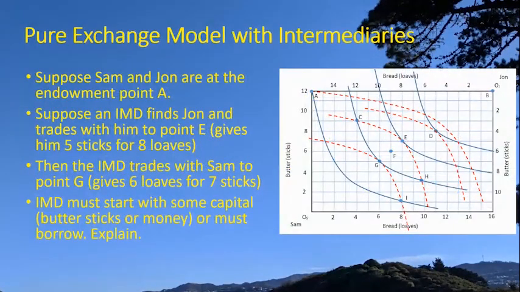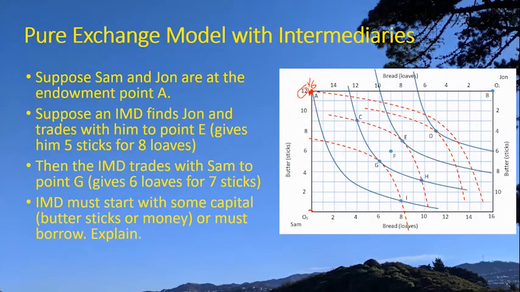Okay, so suppose Sam and John are at an endowment point A. This is back to Sam and John with butter and bread. This is one of the examples in the practice problems. John has 16 loaves of bread. That's 16 there, following the scale. Sam has 12 sticks of butter, right here. And they're at the endowment point A.